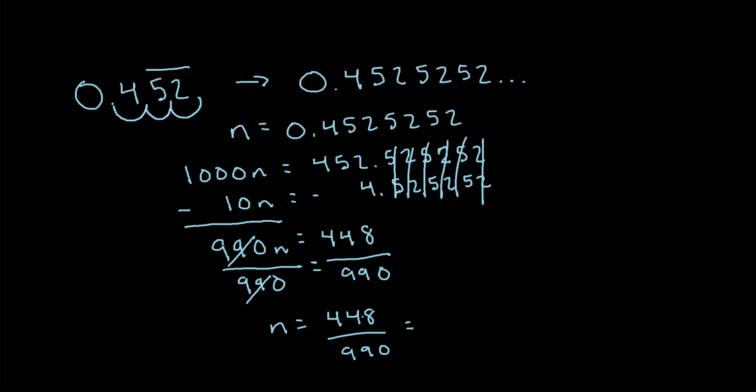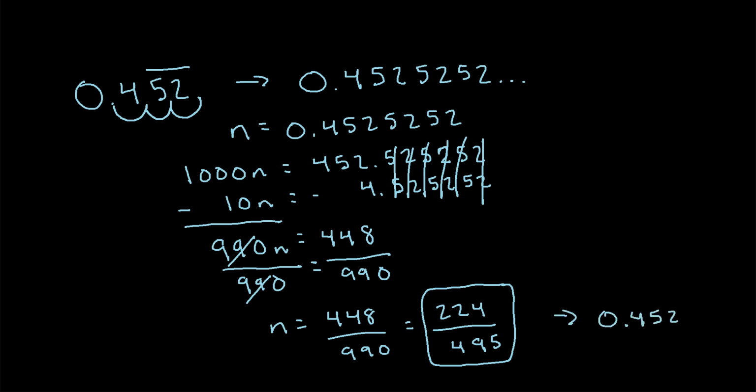So if we divide 448 by 2, that's 224. And if we divide 990 by 2, that turns out to be 495. And it turns out that we can't simplify this fraction any further than that. So this is our final answer. And if you were to punch in 224 divided by 495 into a calculator, you would indeed get 0.45252, and the 5 2's would repeat over and over again. So that's how we can write this original repeating decimal as a fraction.